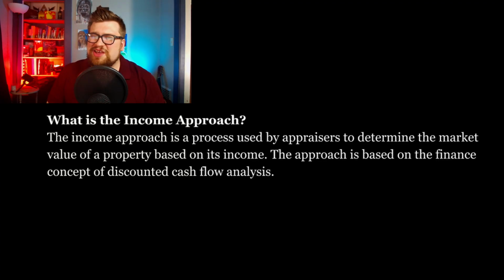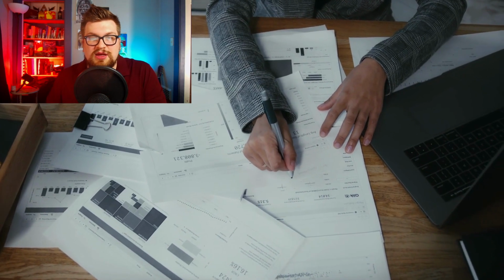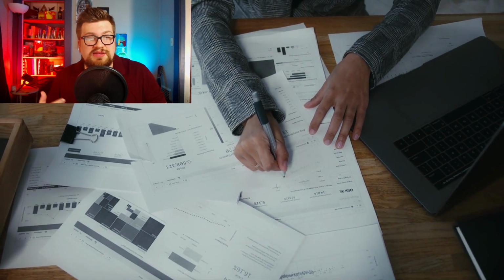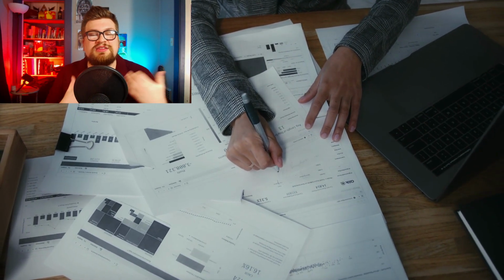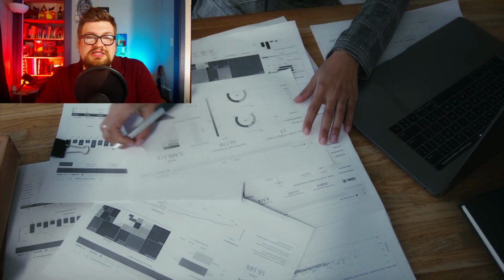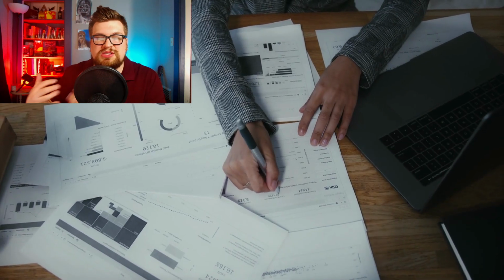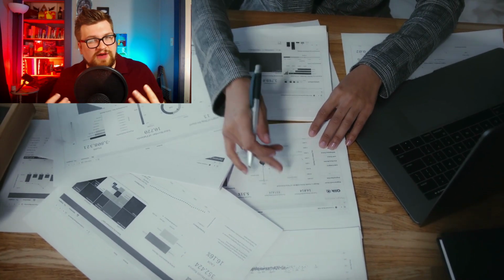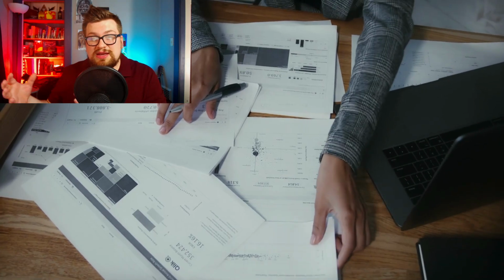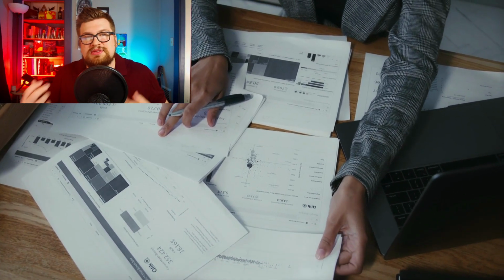So what is the income approach? Well, the income approach is a process used by appraisers to determine the market value of a property based on its income. The approach is based on a finance concept of discounted cash flow analysis. Under the income method, the property's current worth is the present value of the future cash flows that the owner can expect to receive. Now, this method is most prevalent for commercial properties with tenants because it relies on rental income. It's calculated by dividing the rent collected, or net operating income, by the capitalization rate.